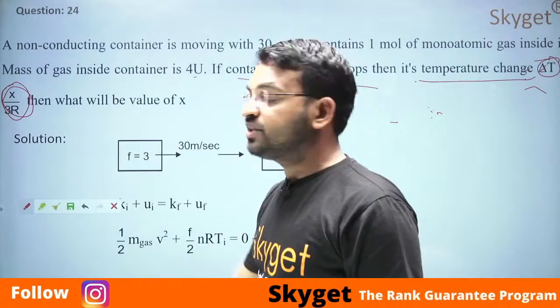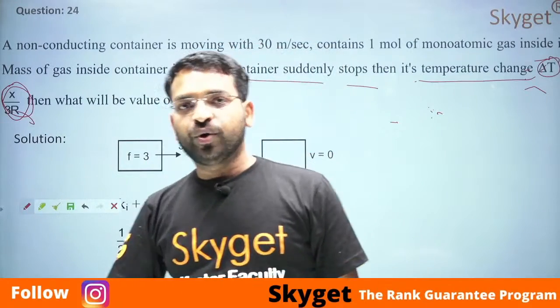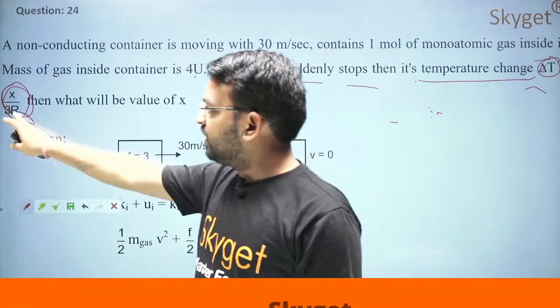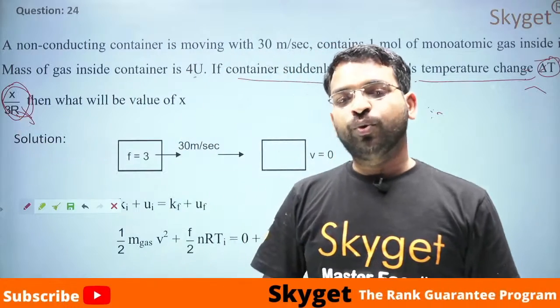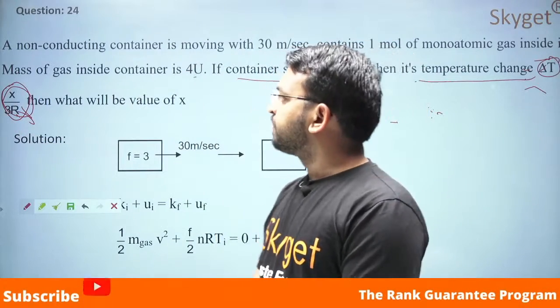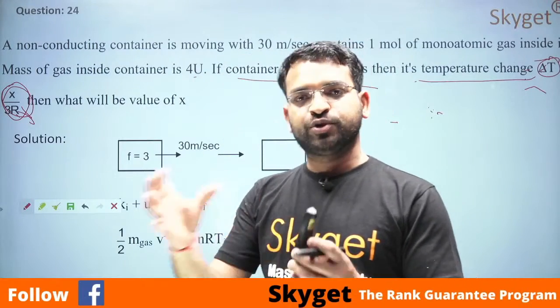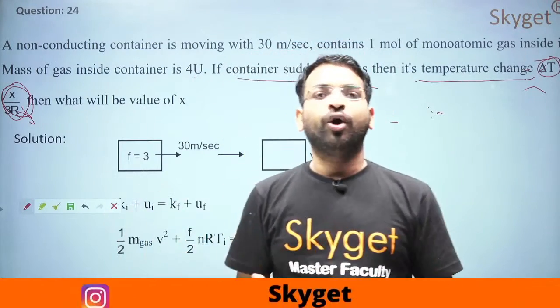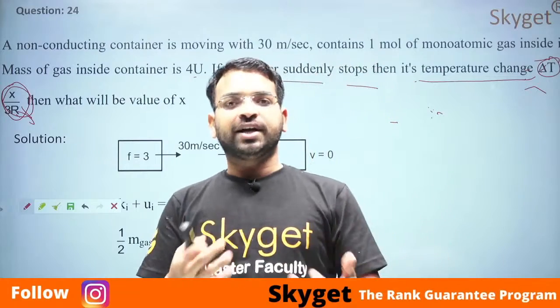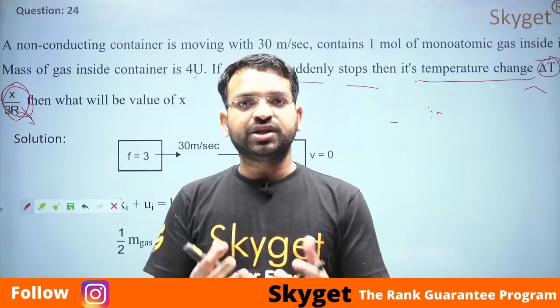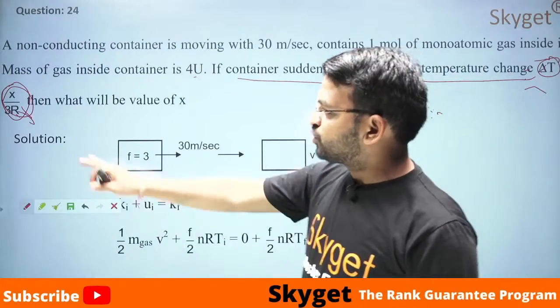Now they have given some relation. This should be the change in kinetic energy actually. They have not mentioned it properly, but this has to be the kinetic energy. What should be the change in kinetic energy? So what will be the value of x? They are saying that, let's suppose, one object was moving and all of a sudden it came to a stop. So if the temperature changes by delta T, what will be the change in kinetic energy? And they have equated it to x over nR.